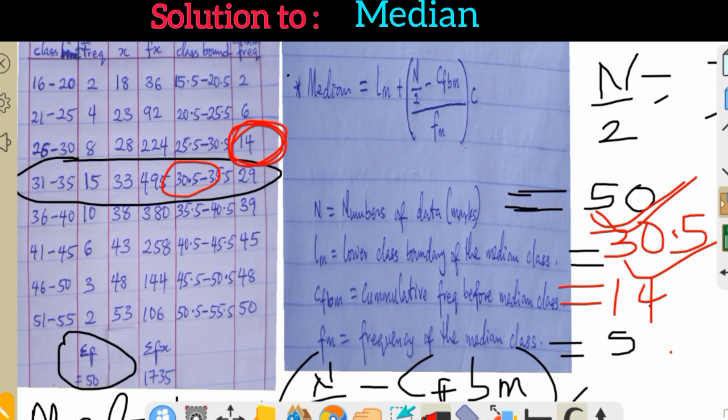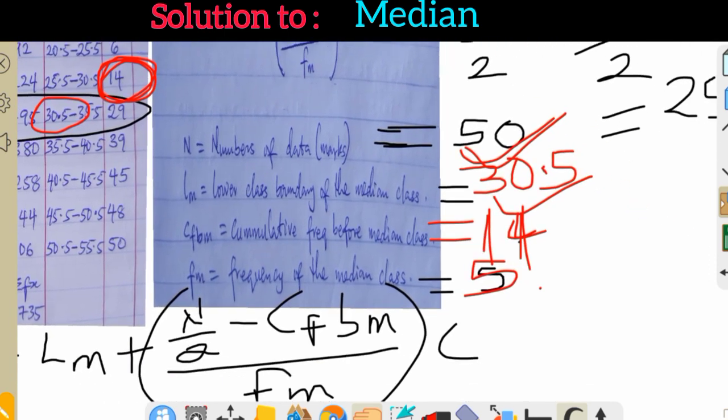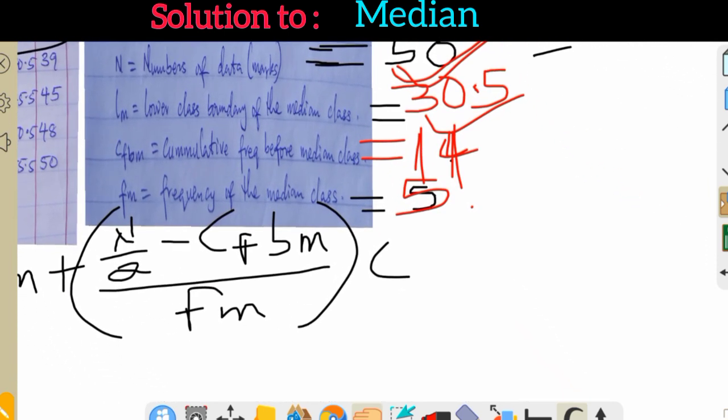The cumulative frequency before the median class, we're checking under the cumulative frequency here. So the cumulative frequency before the median class is what now? It is 14, and that is the 14 here. The class interval still remains 5. So now let's solve out the data we have using that formula. Let's go with the solution.